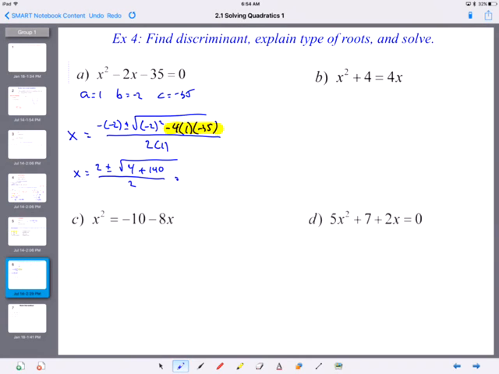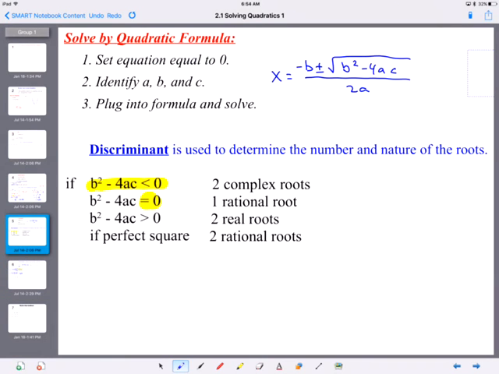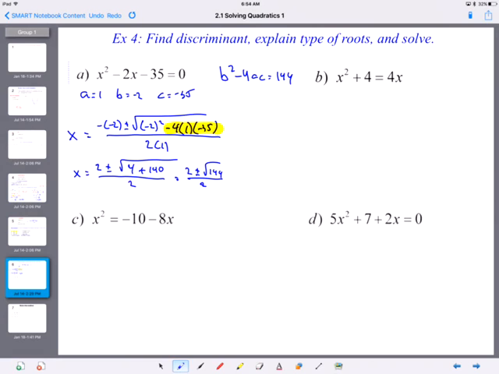divided by 2. And then we get 2 plus or minus the square root of 144 over 2. So the discriminant is 144. It's not the square root of 144, it's just 144. B squared minus 4ac is equal to 144. Well, if we go back and look at what we said, it's greater than 0, and it's a perfect square. So we're going to get two rational roots, which really are two nice numbers. The square root of 144 is 12, so we have 2 plus or minus 12 over 2.